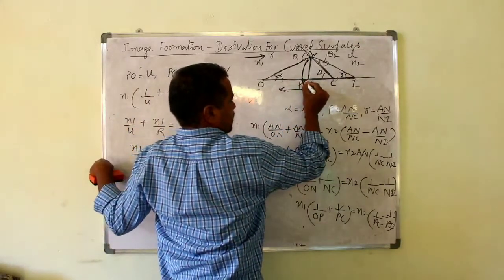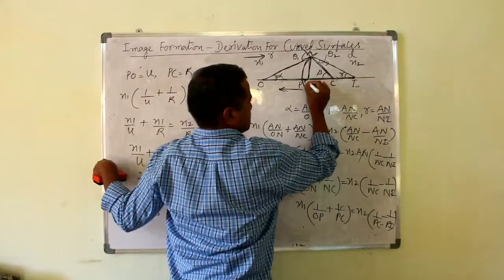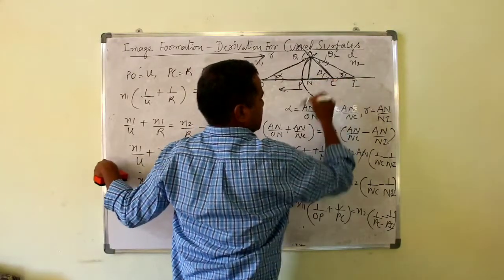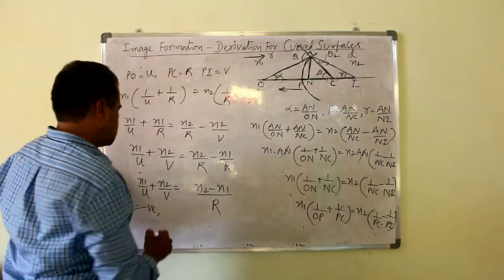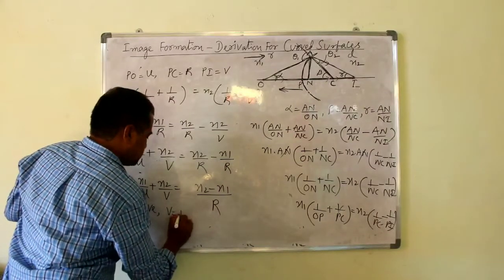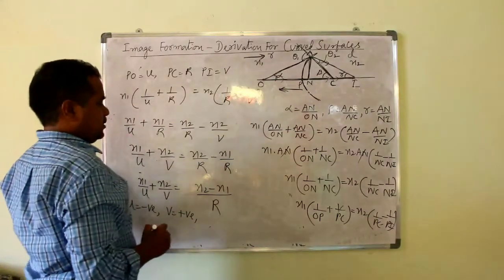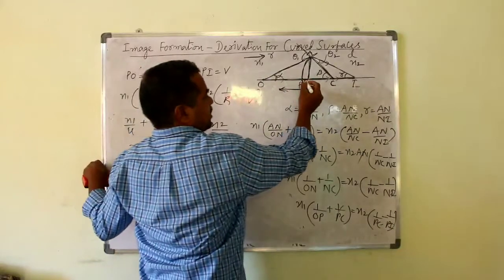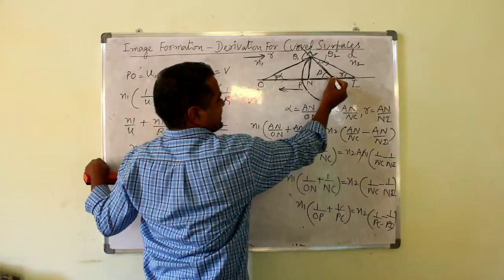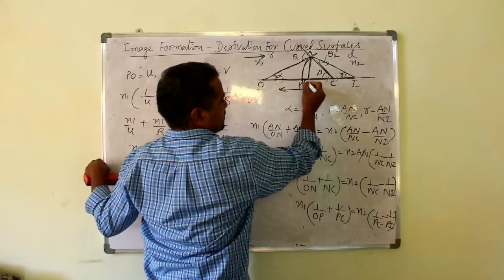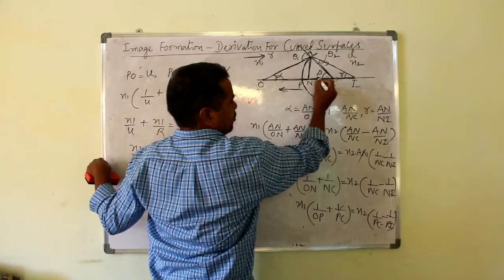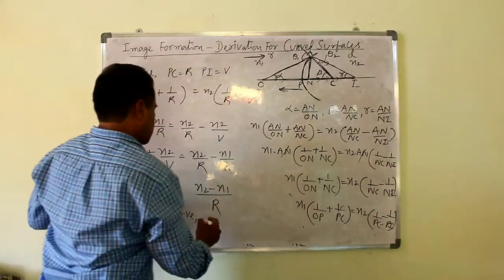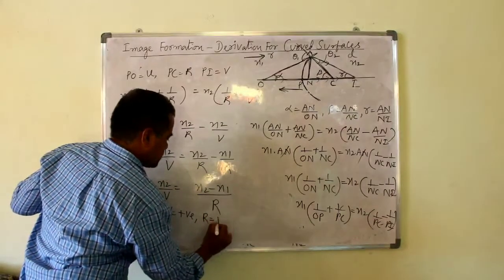Distance of the image from the optic center to the image: we are moving in the same direction as the incident light, so V becomes positive. The radius of curvature, from the optic center to the center of curvature: while measuring this distance, we are moving in the incident light direction, so R also becomes positive.